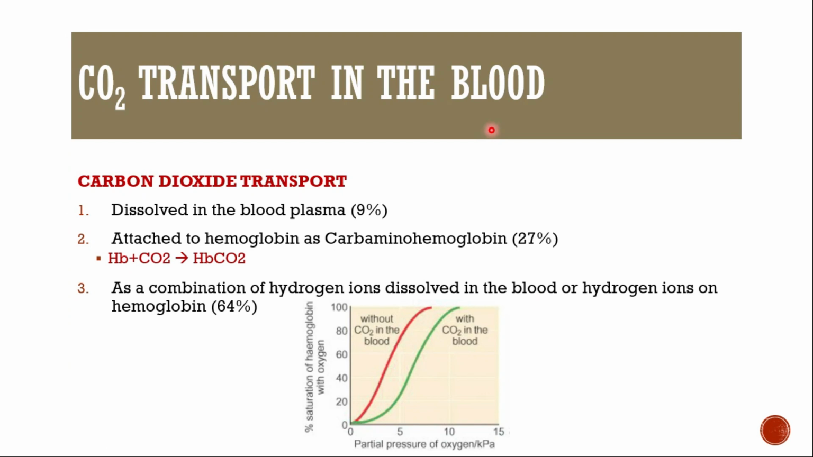So if we talk about carbon dioxide transport, we can observe that 9% of the carbon dioxide is dissolved freely in the blood plasma without the help of any molecule, while 27% of the carbon dioxide is attached to the hemoglobin as carbaminohemoglobin, while 64% is transported as a combination of hydrogen ions dissolved in the blood or hydrogen ions on hemoglobin, as we have already discussed in the previous slide.